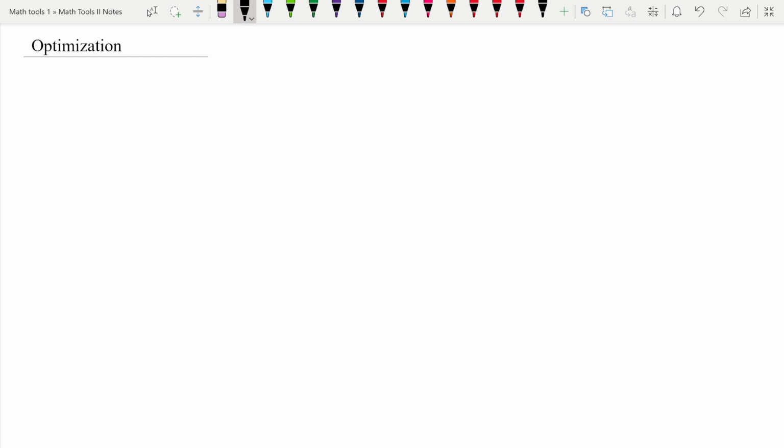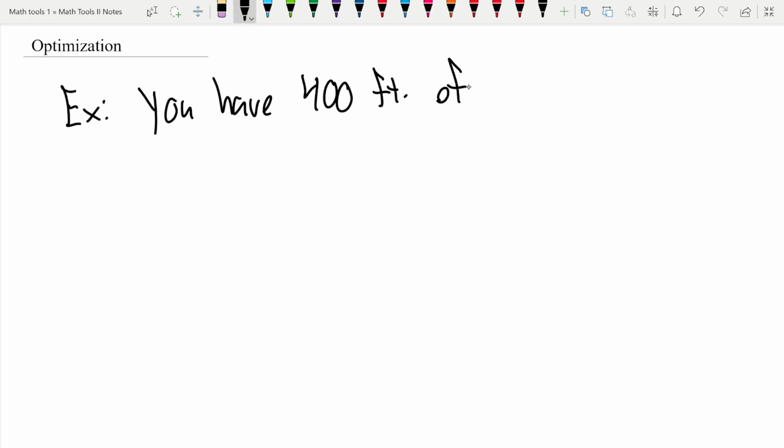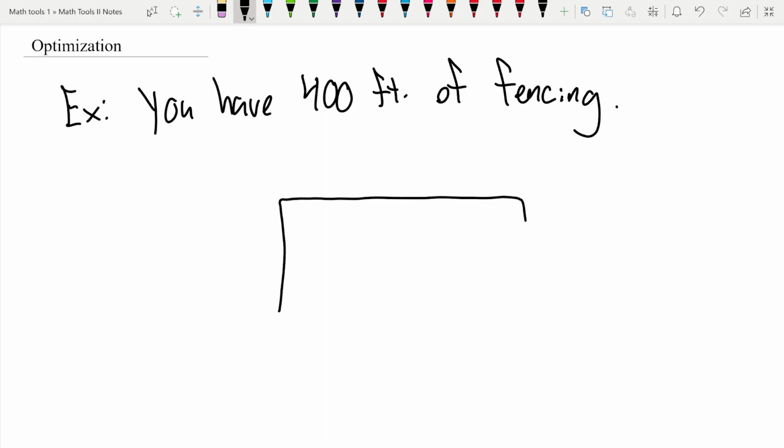These are typically word problems where it asks you to find the maximum area of something or the minimum area of something, or maximum distance or minimum distance, or things like that. So I'll just look at this one. From this book I'm looking at, it says you have 400 feet of fencing. And it asks us to make a pen for cattle, a rectangular pen for cattle.